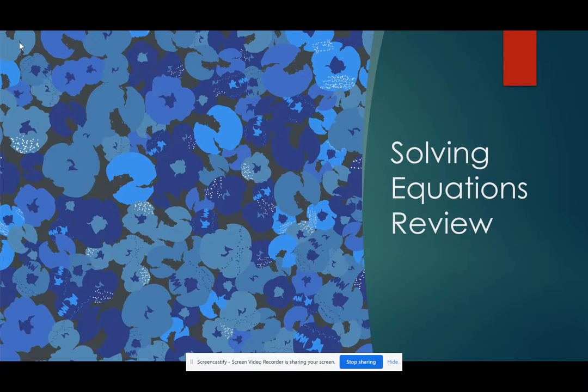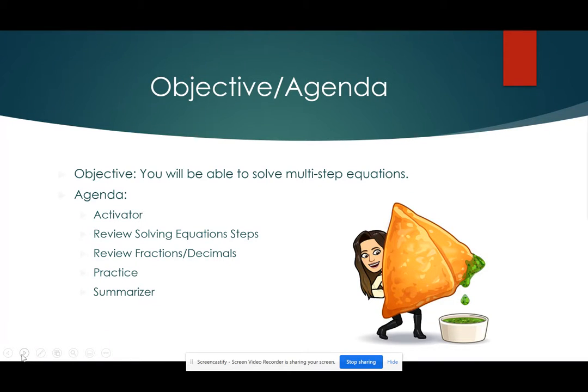Hello, so today we are going to continue our review of Algebra 1 material. So we're going to look at solving equations. Our objective for today is that you will be able to solve multi-step equations. Once again in class we will do our warm-up and exit ticket.